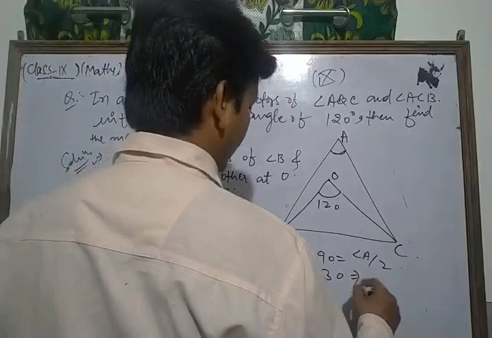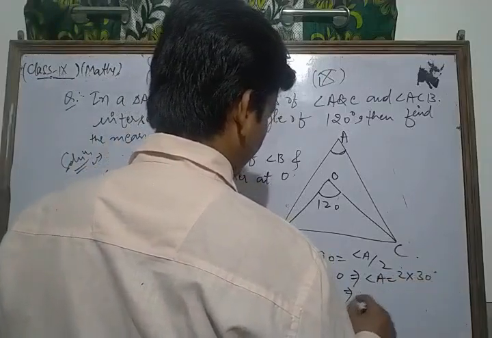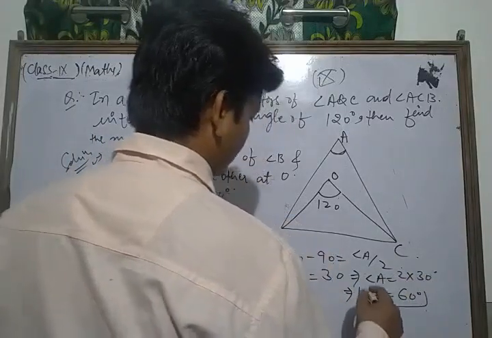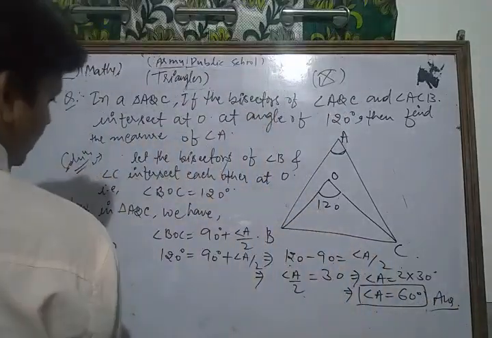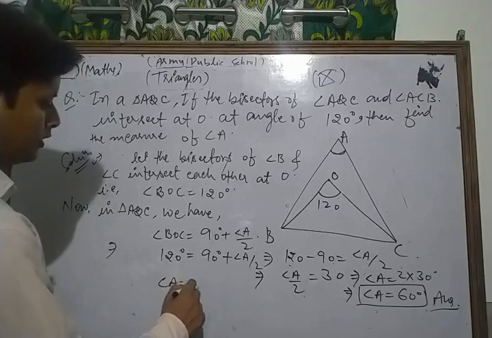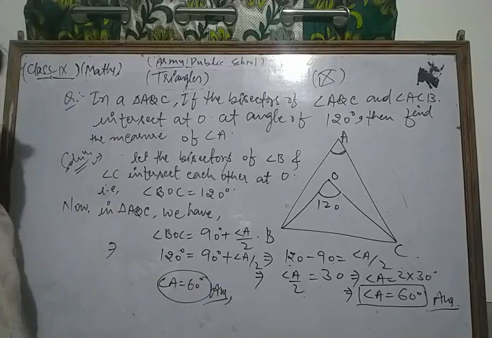Now from there the value of angle A is equal to 2 into 30, that is angle A is equal to 60 degree. Thus in this way the value of angle A is 60 degree. This is the required solution of the given question.